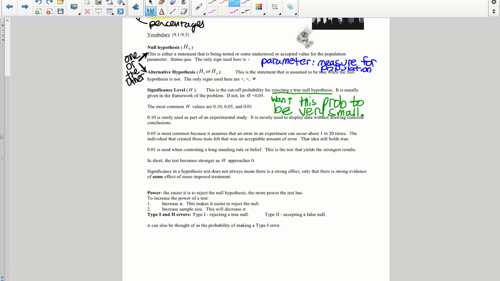Because if you're going to reject something that's true, the chances that that's going to happen should be, I mean, it should be 0. But we'll settle for something close to 0 because data are what they are. Sometimes you have things like outliers and unusual occurrences, and so nothing's perfect. Perfect would be 0, all right? A probability of 0. The probability of rejecting something that's true, we want that to be 0, but we'll take close to 0. So the most common values that we use as cutoffs are 0.10, 0.05, and 0.01.